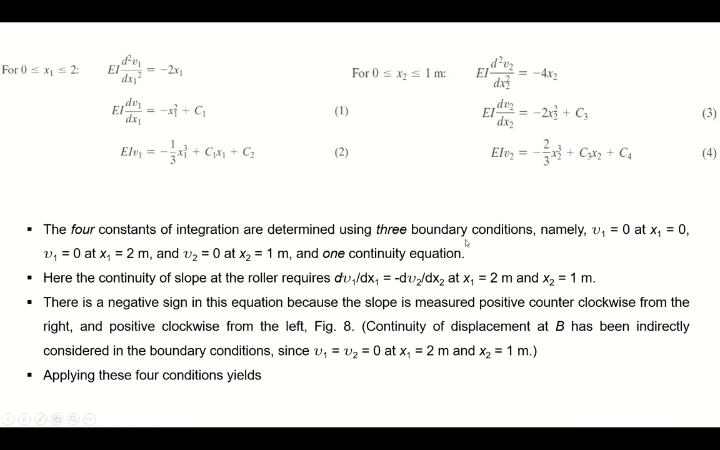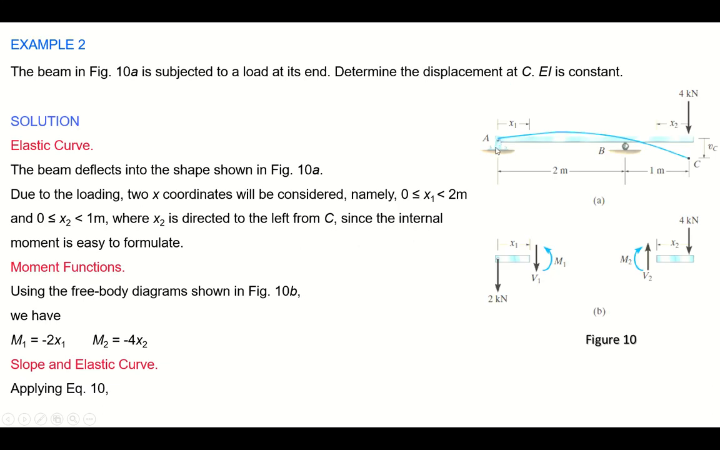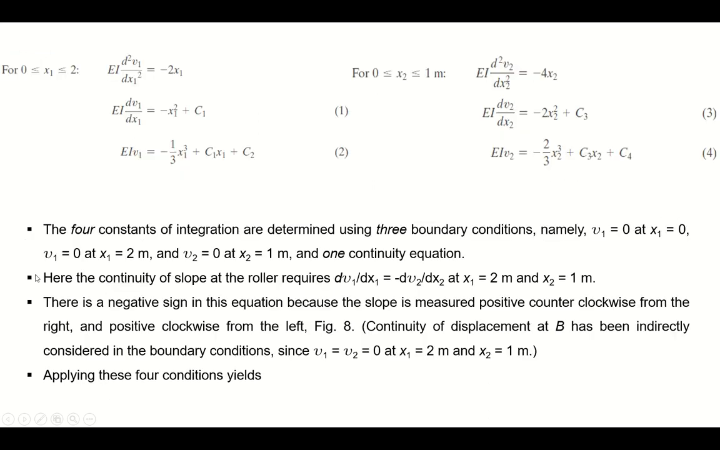What are the three boundary conditions in this case? Number one is mu is 0 at x is equal to 0, right? Here x1 is 0 and mu is 0, so there is no deflection or vertical movement. Similarly here, mu is 0 at x1 is equal to 2 or x2 is equal to 1. So mu1 is equal to 0 at x1 is equal to 2, and mu2 is equal to 0 at x2 is equal to 1, right? So these are the three boundary conditions, and we can have one continuity condition.